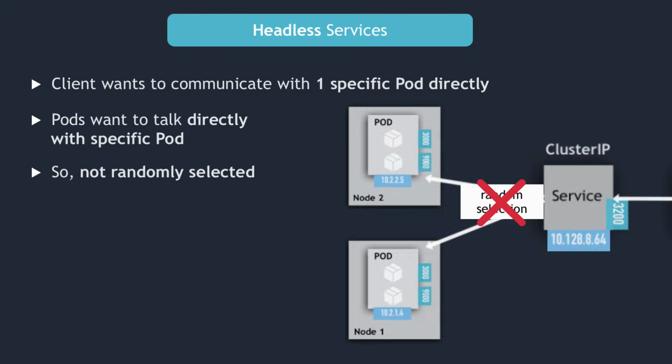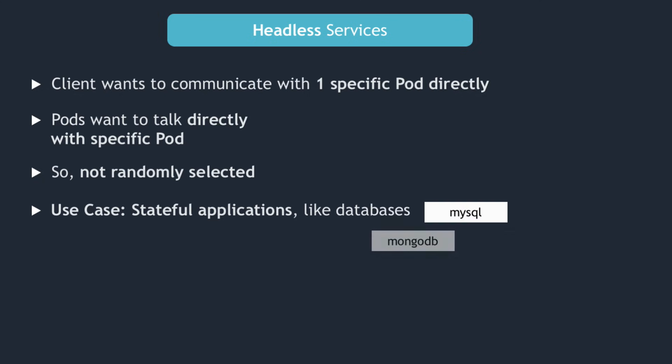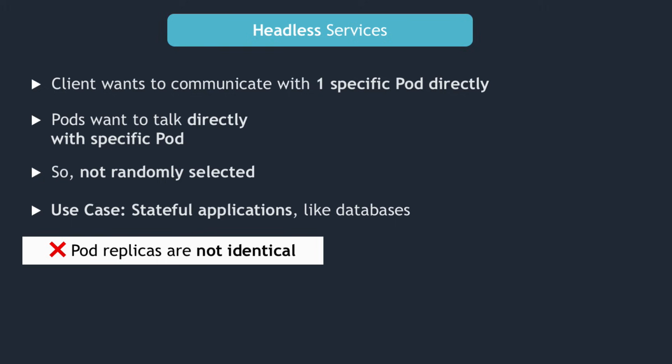Now, what would be such a use case? A use case where this is necessary is when we're deploying stateful applications in Kubernetes. Stateful applications like databases, MySQL, MongoDB, Elasticsearch, and so on. In such applications, the pod replicas aren't identical, but rather each one has its individual state and characteristic.